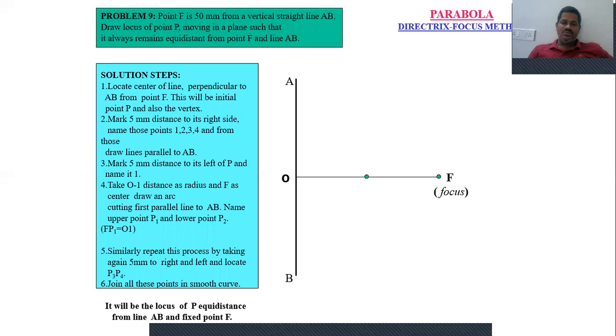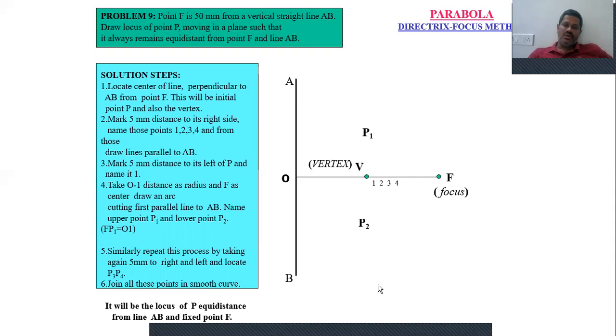Okay, now divide this into equal divisions. Say this F is at a distance of 50 mm, so that means we get the point at 25 mm, exactly the midpoint, because the eccentricity is 1. This point is V, the vertex.